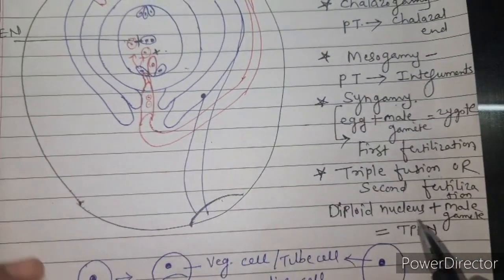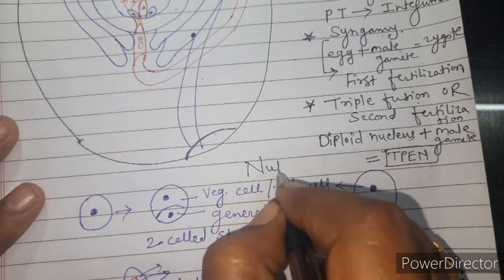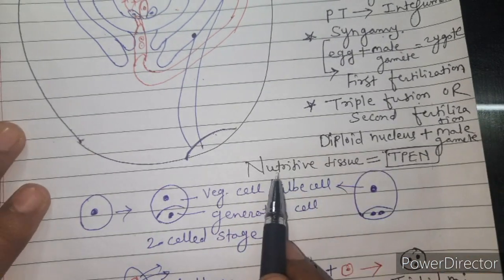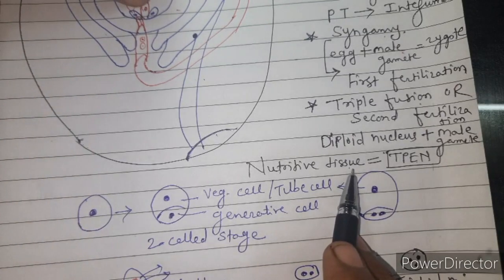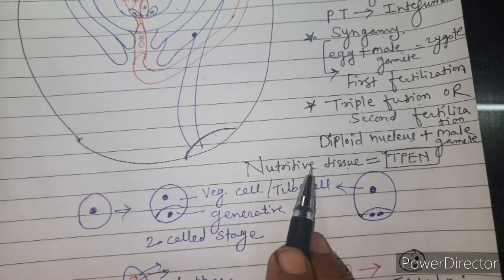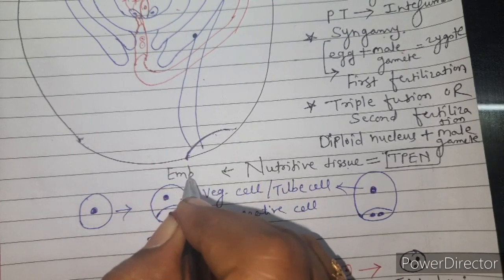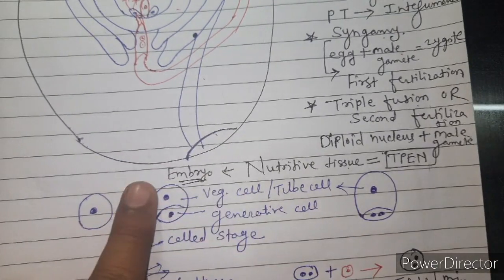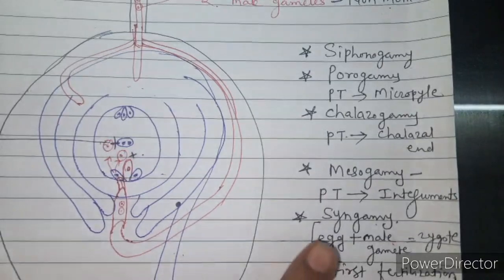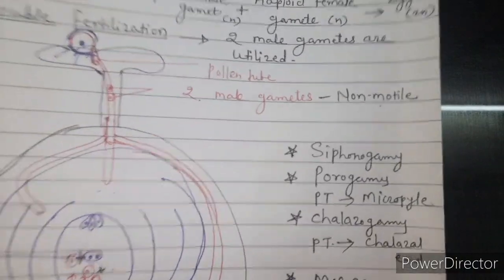And the important point is that this TPEN acts as nutritive tissue later on. No doubt, whom will it nourish? The zygote formed here will be converted into the embryo. So, this nutritive tissue provides nourishment to the developing embryo. Okay, student, so this is all about the different events that take place in the process of double fertilization. Thank you.